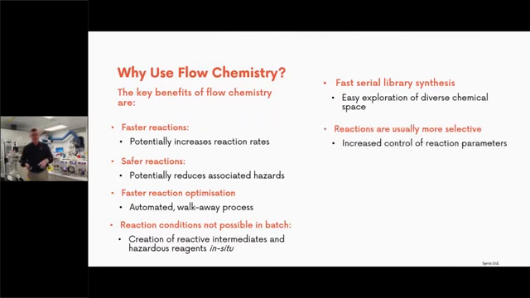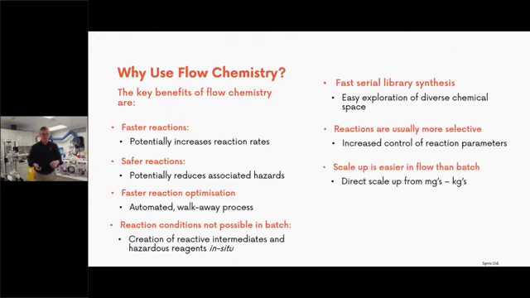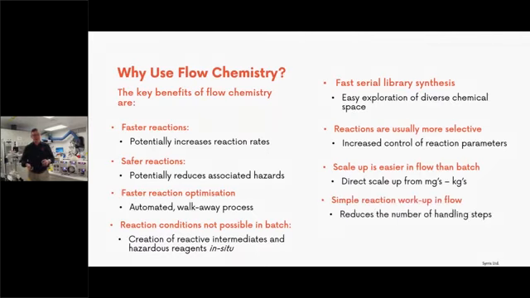Our reactions are generally more selective. If we can increase the control of our reaction parameters, then generally we can be more selective in our reaction pathways. Scale up is easier in flow rather than batch. We can scale up from milligrams to kilograms with very little effort and resynthesis.